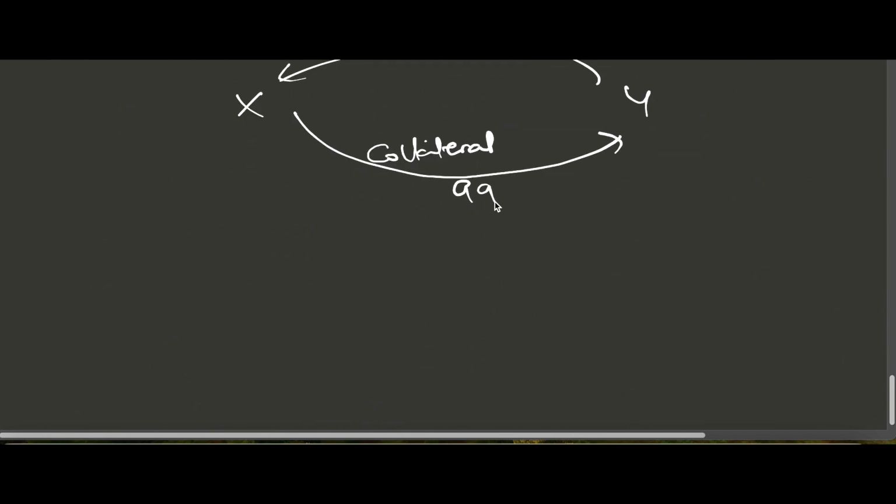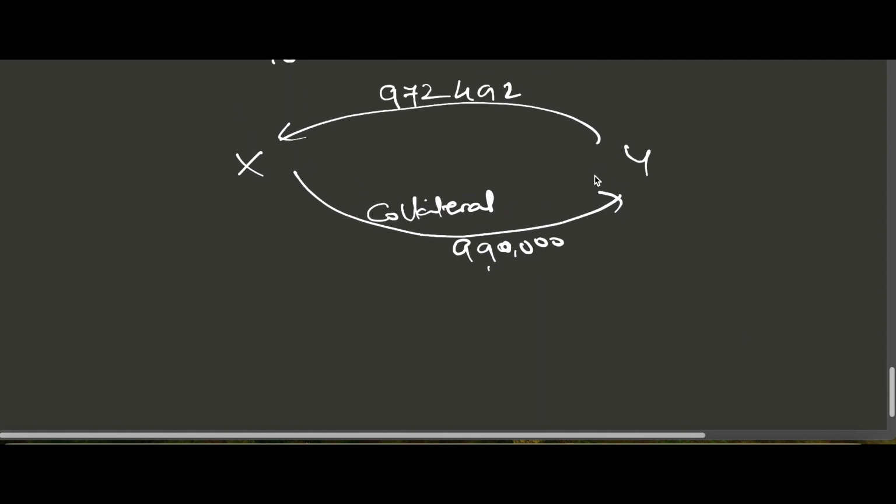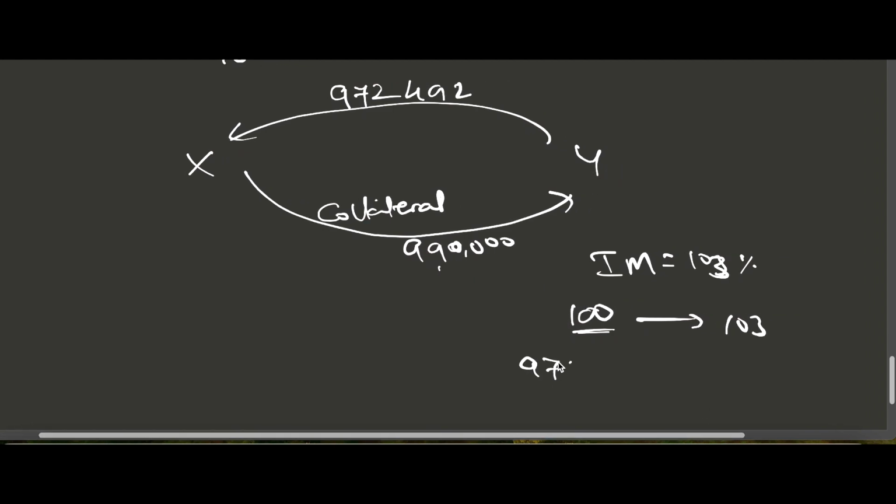So it is 990,000 at the moment. So how do I do collateral management? Collateral management is, the condition is initial margin should be 103%. That means if he is borrowing 100, 103 he is supposed to keep as the collateral. Right now his liability is 972,492.